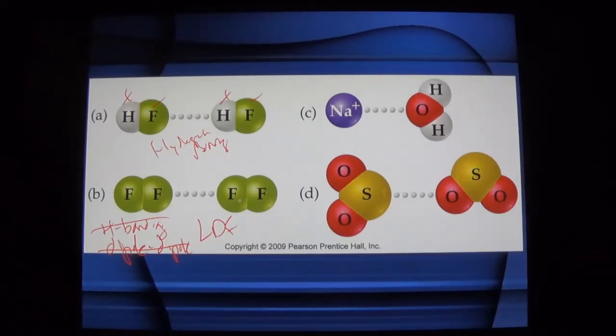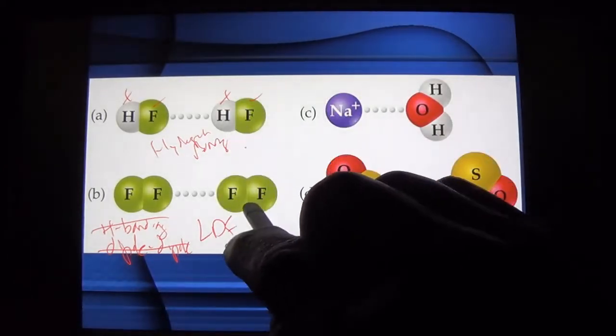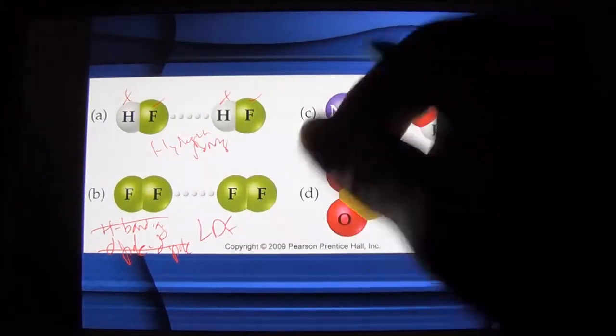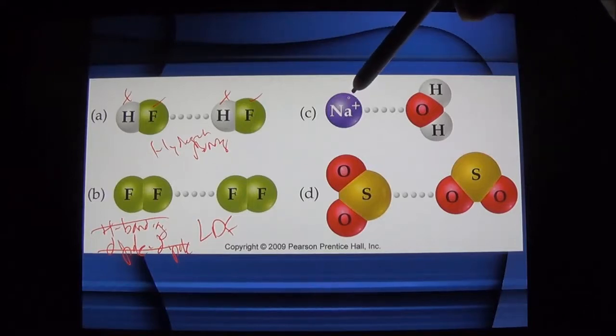Which is also one of the reasons that hydrogen fluoride is typically a liquid at room temperature and fluorine is typically a gas at room temperature. That stronger hydrogen bonding holds it together, and it takes more energy to turn it into a gas, more than room temperature can supply.